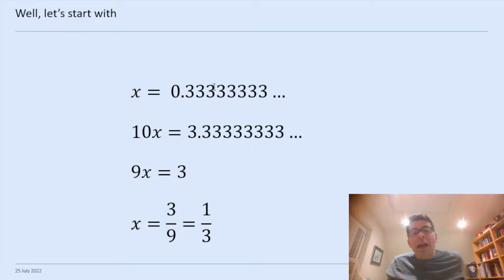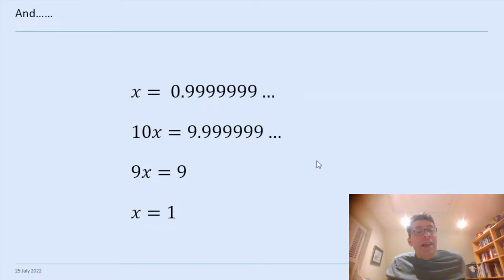Now here's the trick. We take 1x away from 10x, and so all of the infinitely recurring 3's disappear, and we just get left with 3. So 10x minus x is 9 lots of x. 3.3 recurring minus 0.3 recurring is just 3. 9x equals 3. Divide both sides by 9. x equals 3 over 9. x equals 1/3. I love that. It's really beautiful.